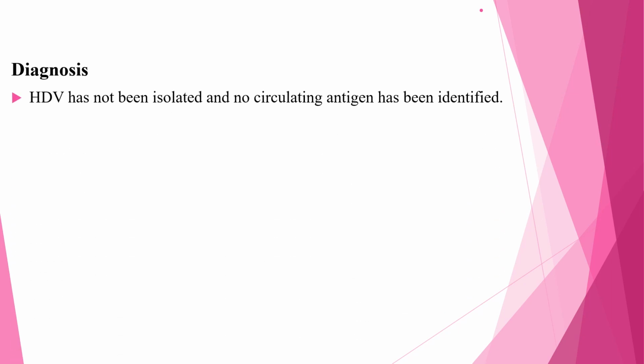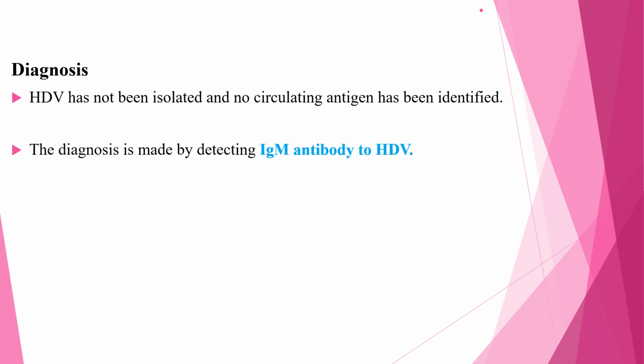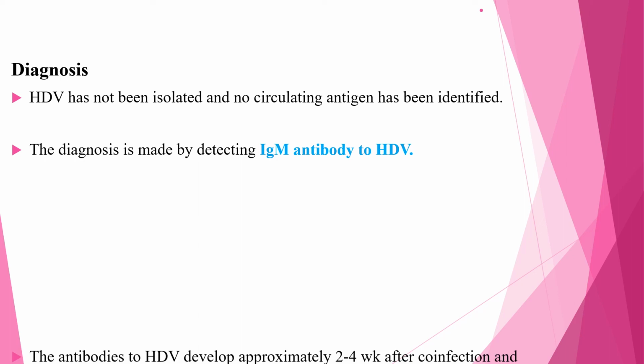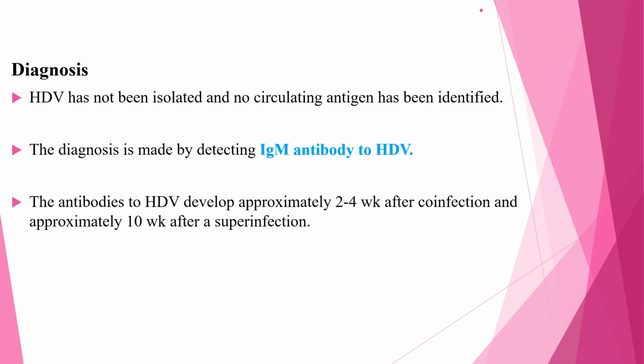When we see the diagnosis, hepatitis D virus has not been isolated and no circulating antigen has been identified. And the diagnosis is made by detecting IgM antibody to hepatitis D virus. And the antibodies to hepatitis D virus develop approximately 2 to 4 weeks after co-infection and approximately 10 weeks later after superinfection.